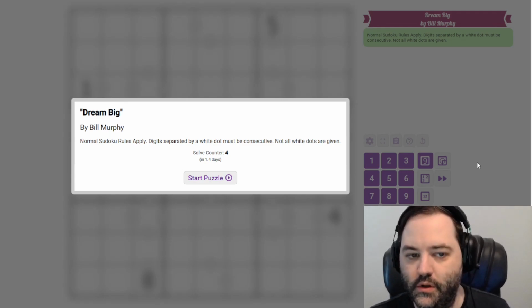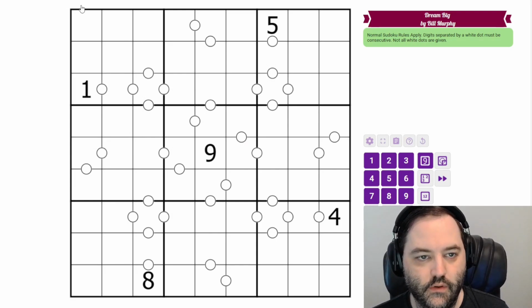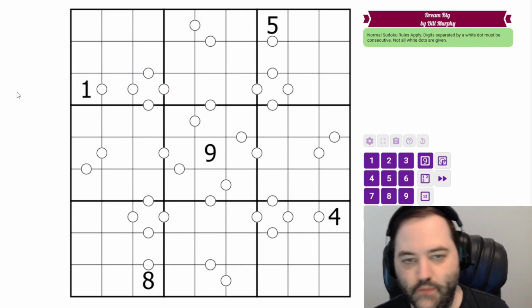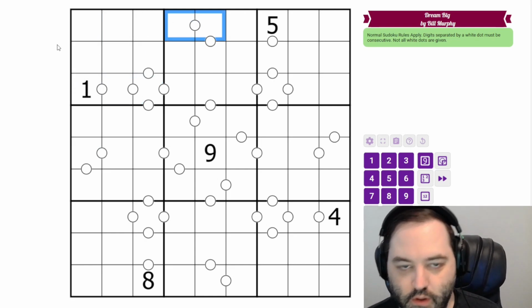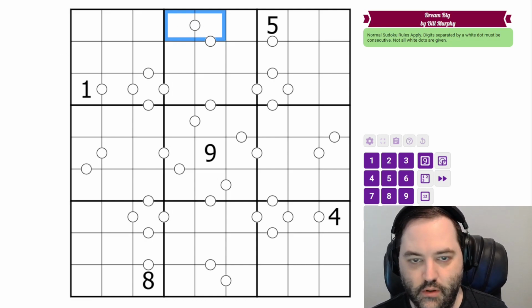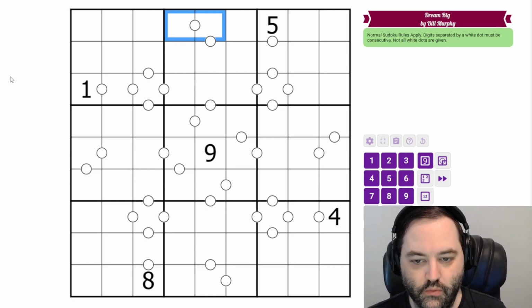I'm Philip Newman. This is Dream Big by Bill Murphy, and it is a consecutive pairs Sudoku. So we have normal Sudoku rules, 1 to 9 in each row, column, and 3 by 3 box. Additionally, we have some white dots in the grid, and digits in the cells separated by a white dot must be consecutive, so they have a difference of 1. And those are the rules.